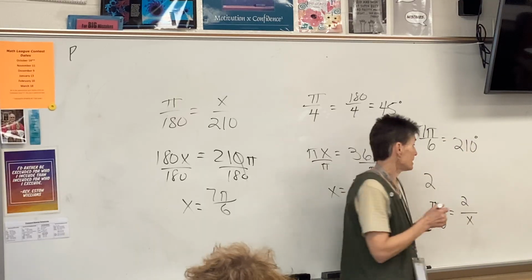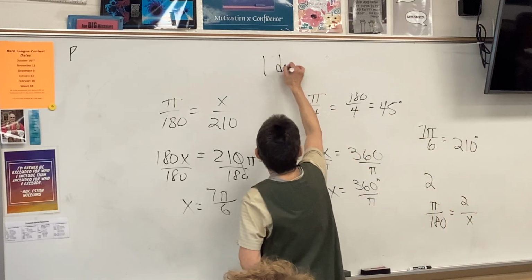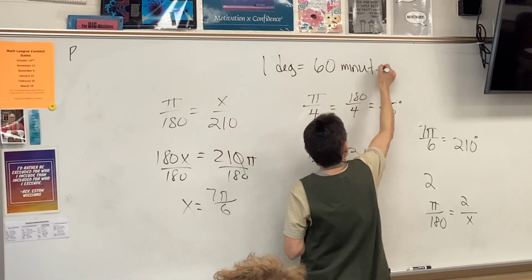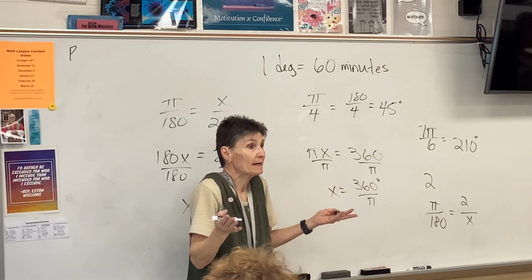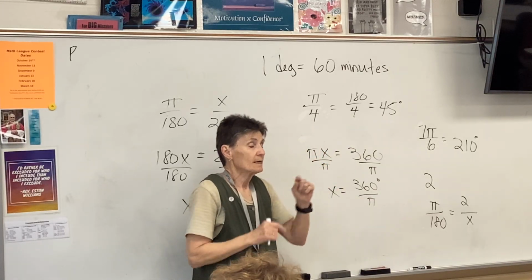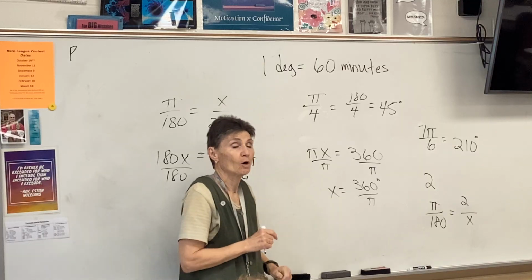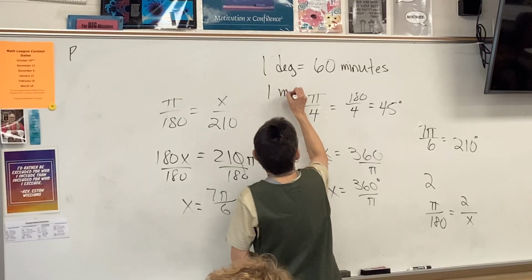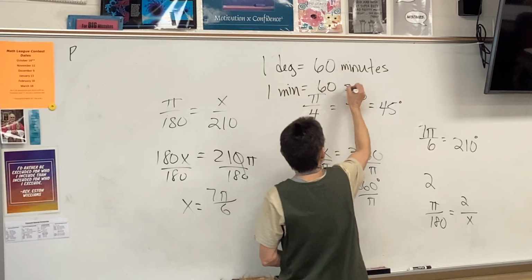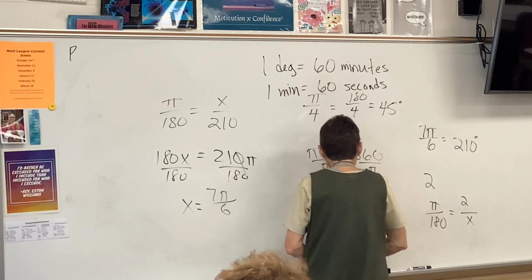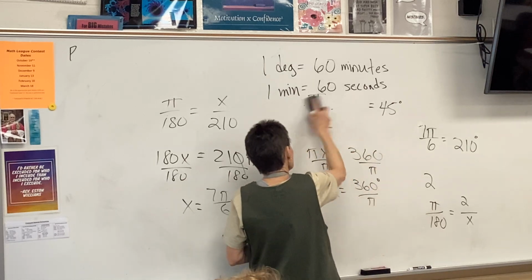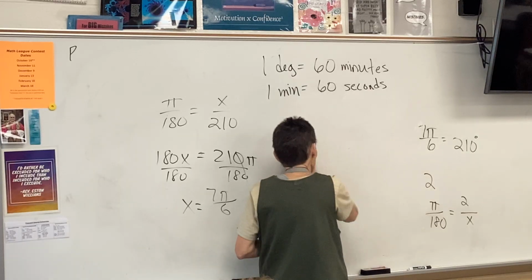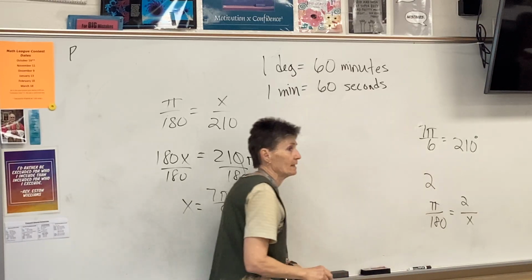A degree can be split up into 60 parts called minutes. It's just like an hour. So 1 degree can be broken up into smaller pieces called minutes, and then minutes can be split up into 60 smaller pieces called seconds. So degrees can be broken down into smaller units.